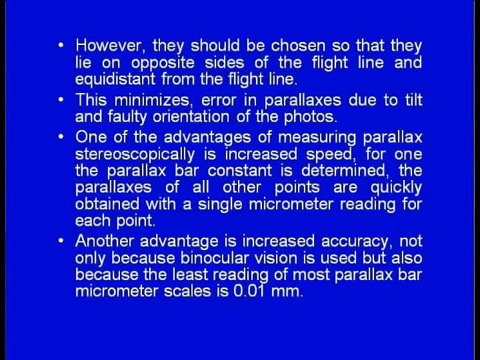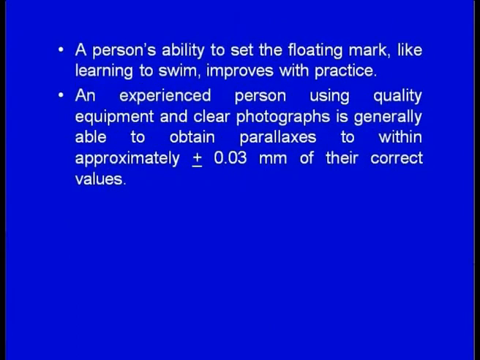One of the advantages of measuring parallax stereoscopically is increased speed. Once the parallax bar constant is determined, the parallaxes of all the points are quickly obtained with a single micrometer reading for each point. Another advantage is increased accuracy, not only because binocular vision is being used, but also because the least count of most parallax bar micrometer scales is 0.01 millimeter. A person's ability to set the floating mark, like learning to swim, improves with practice. An experienced person using quality equipment and clear photographs is able to obtain the parallax to within approximately plus or minus 0.03 mm of the correct values.